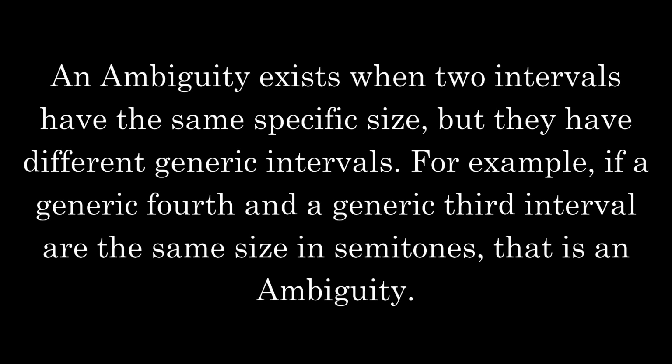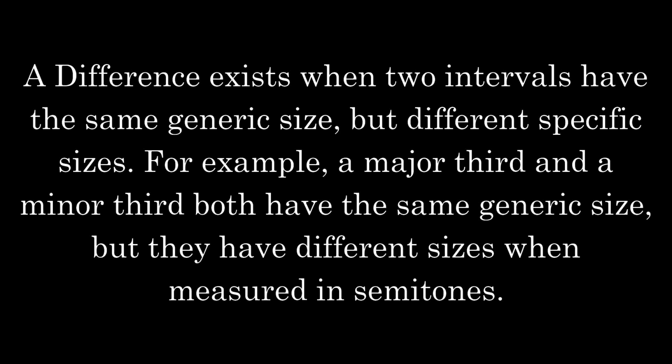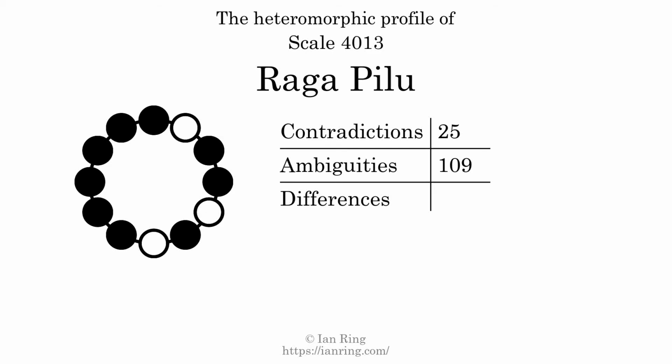An ambiguity exists when 2 intervals have the same specific size, but they have different generic intervals. For example, if a generic fourth and a generic third interval are the same size in semitones, that is an ambiguity. The number of ambiguities in this scale is 109. A difference exists when two intervals have the same generic size, but different specific sizes. For example, a major third and a minor third both have the same generic size, but they have different sizes when measured in semitones. The number of differences in this scale is 196.